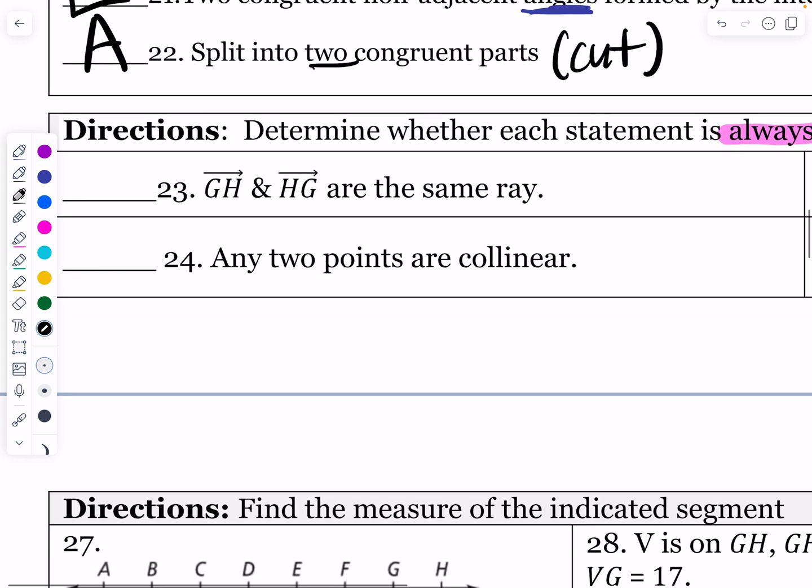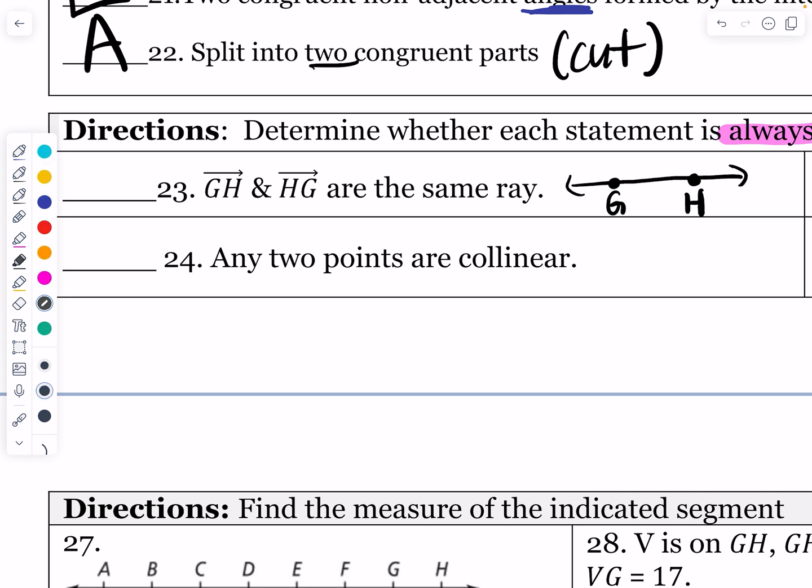Okay, so we're seeing, is this always, sometimes, or never true? GH and HG are the same ray. Okay, so let's draw ray GH. If this is point G, and if this is point H, GH is the one that is a flashlight. Y'all know I like my flashlight pictures. So let's do this real quick. Here we go. I'm just going to put them on a line.